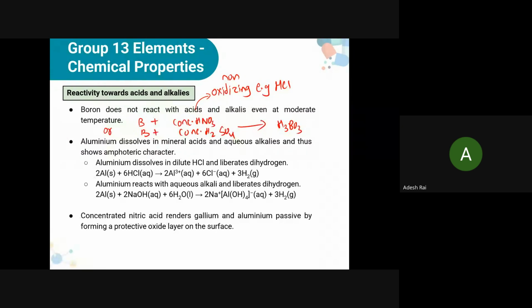What is H3BO3? Do you know H3BO3? Boric acid, no? Have you heard of H3BO3 or not? H3BO3 is boric acid. Acha, just a question. Where have you studied boric acid in chemistry? Which chapter? Does anyone remember?